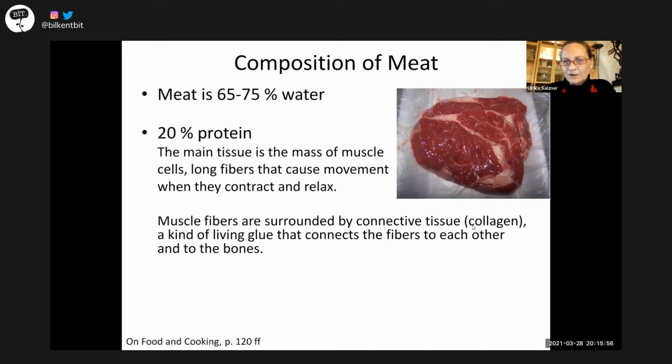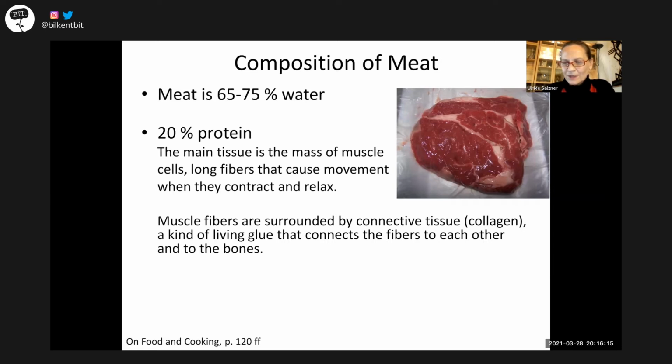So the collagen is holding everything together, and when we cook it, this collagen dissolves. So for instance, if you cook a broth, a chicken broth or beef broth or whatever, and if you cool it down afterwards, sometimes it solidifies. Maybe you have seen that.